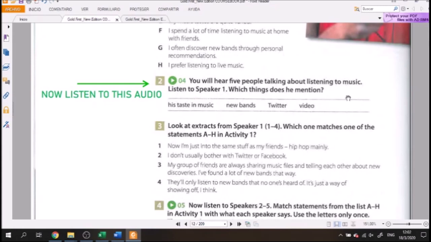Speaker 1. I suppose I've always been mad about music. I used to listen to my dad's favourite rock bands from the 60s, but now I'm just into the same stuff as my friends. Hip-hop, mainly. Some people I know always want to be different, so they'll only listen to new bands that no one's heard of. It's just a way of showing off, I think. My group of friends are always sharing music files and telling each other about new discoveries. I found a lot of new bands that way. But it's the music I'm interested in, not the personalities of the band members, so I don't usually bother with Twitter or Facebook.